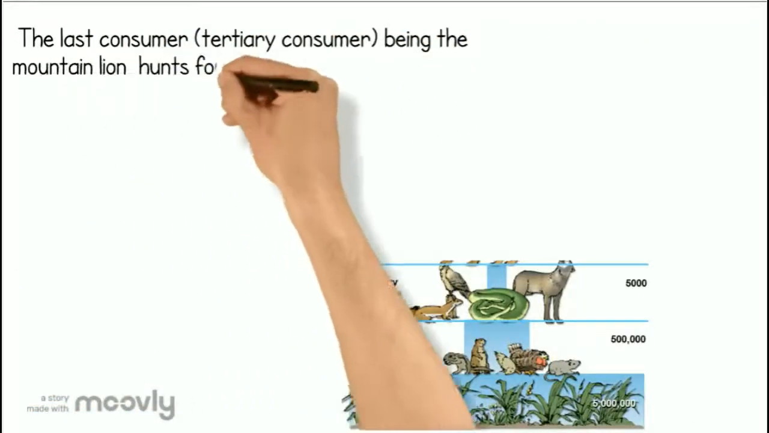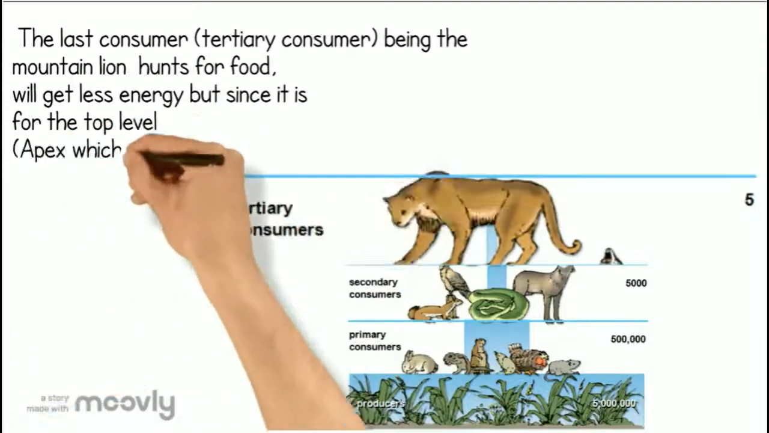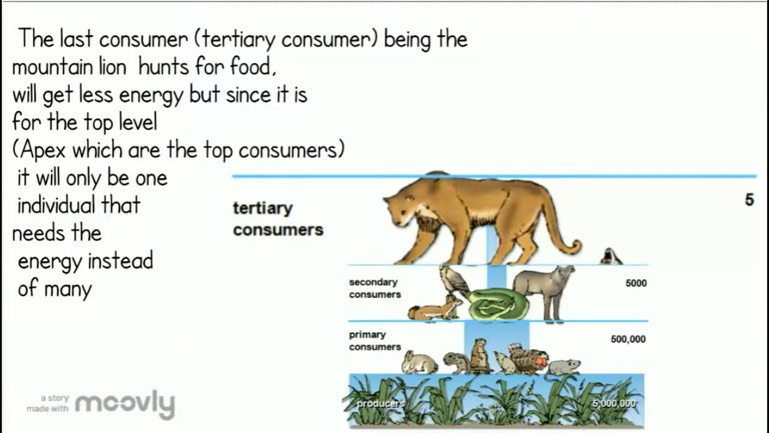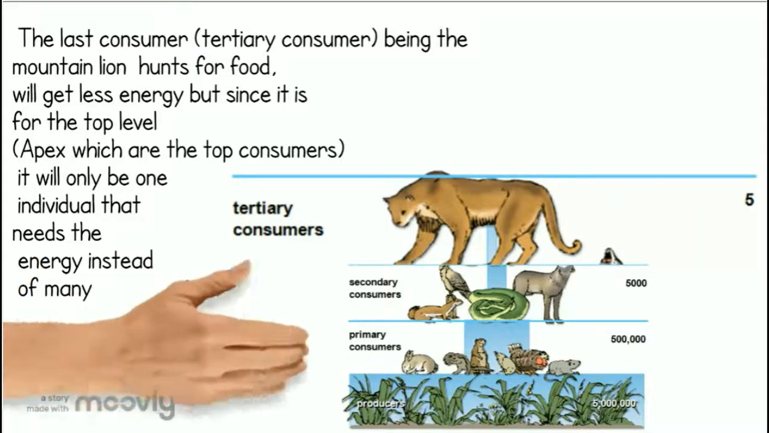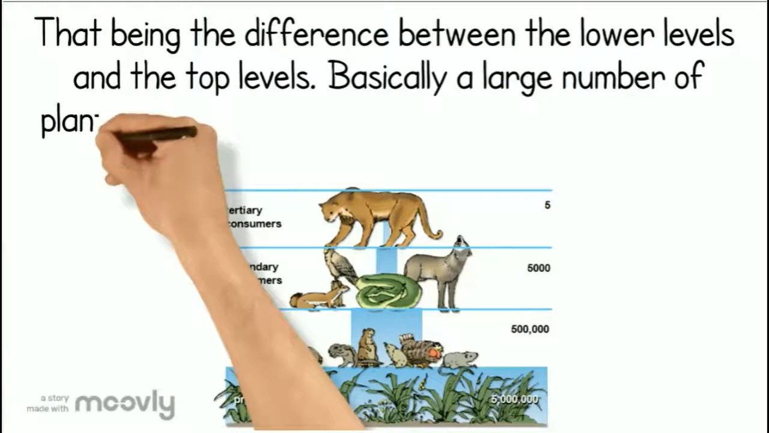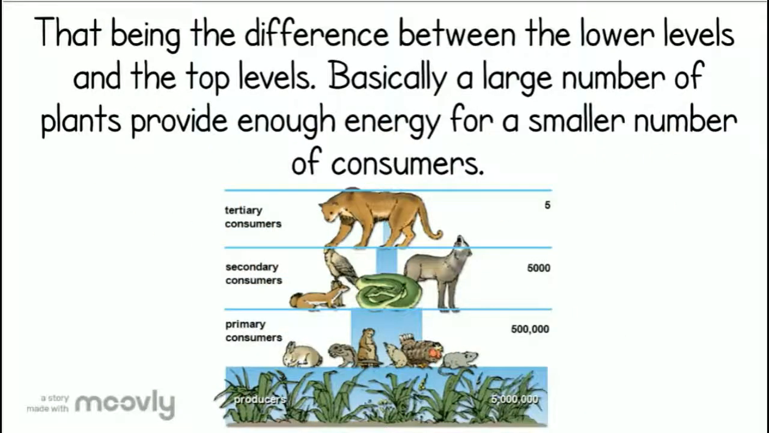The last consumer, the tertiary consumer, being the mountain lion that hunts for food, will get less energy, but since it is the top level apex, which are also known as the top consumers, it will only be one individual that needs the energy instead of many. That is the difference between the lower levels and the top levels. Basically, a large number of plants provide enough energy for a small number of consumers.